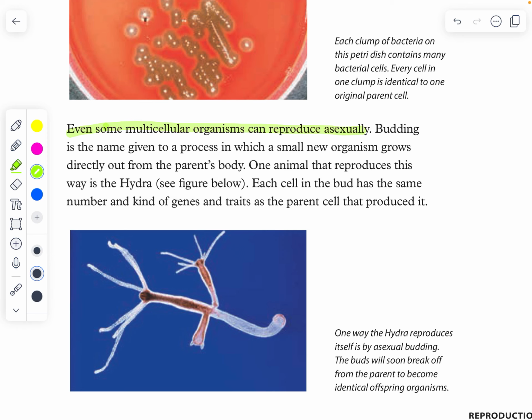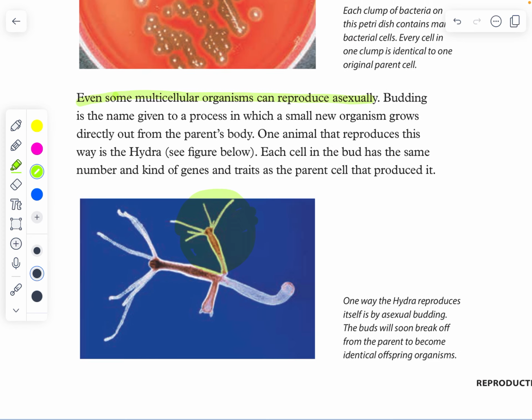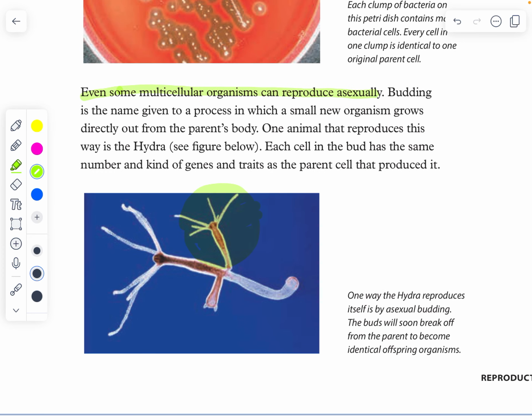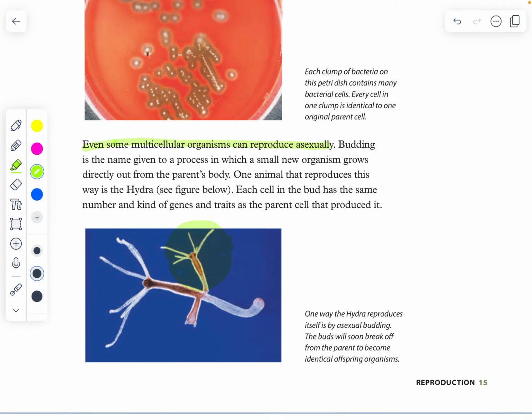Budding is the name given to a process in which a small new organism grows directly out from the parent's body. And there's that little small organism I just highlighted in that picture. One animal that reproduces this way is the hydra, seen below. Each cell in the bud has the same number and kind of genes and traits as the parent cell that produced it. And that bud will soon break off from the parent, and then that will become an identical offspring organism.